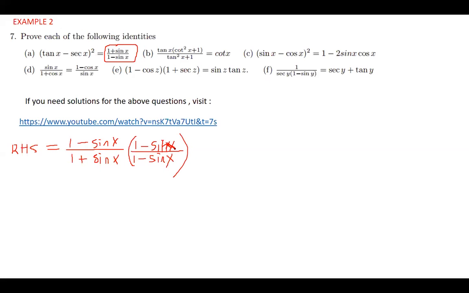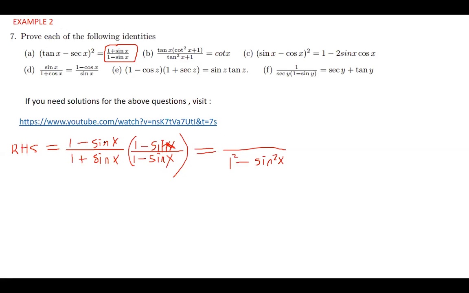So let us try now to multiply them. When you multiply this times that, it's just the same as having 1 squared minus sine squared x. This is the difference of two squares.